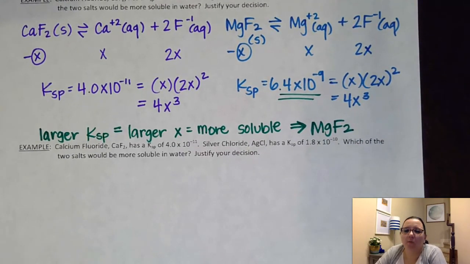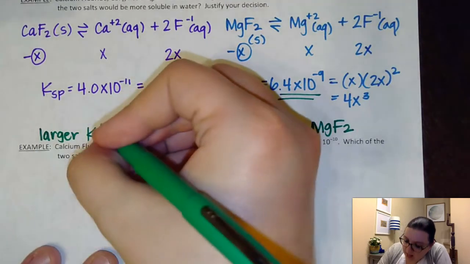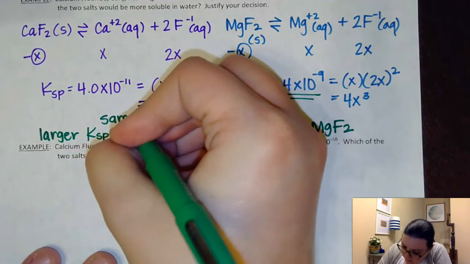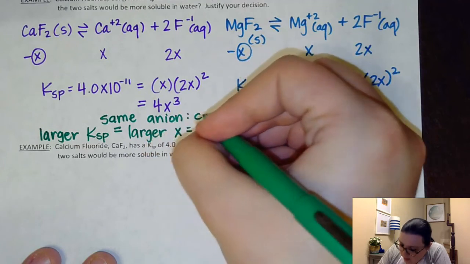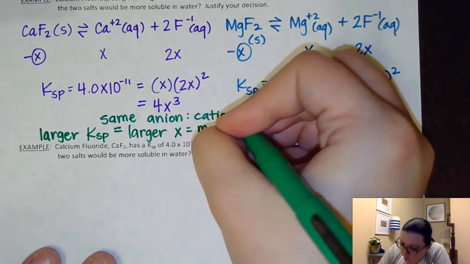However, I want to make sure I'm very clear about something here. The reason why I could just look at Ksp and know the answer is because I had the same anion to cation ratio.